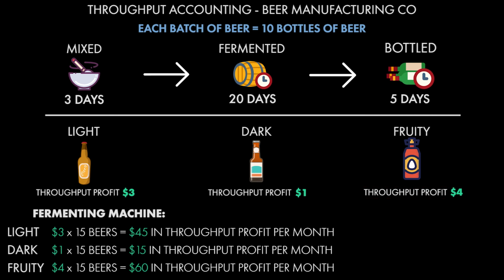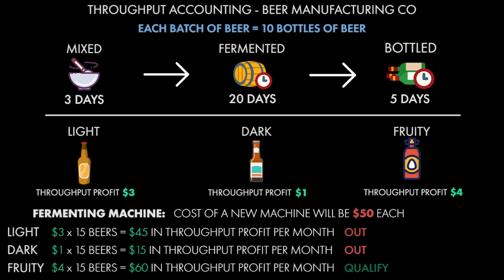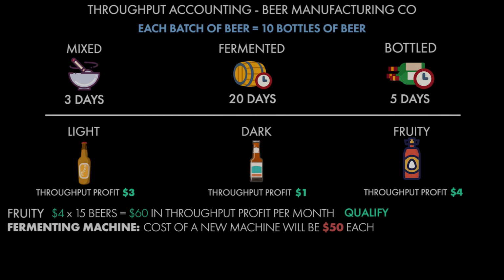So, with those numbers in mind, if a fermenting machine costs us $50, which line should we add it to? Well, $50 is more than $15, so dark beer is out. $50 is more than $45, which is how much the light beer would make us if we added a new fermenting machine, so it's out. So the only one that really qualified would be fruity beers. So, that's only half the equation though. Can we sell 15 more fruity beers every month? Let's look in. Fruity is the only beer where we make more than $50 per month in new profit. So it's the only one that we should actually add the fermenting machine to.